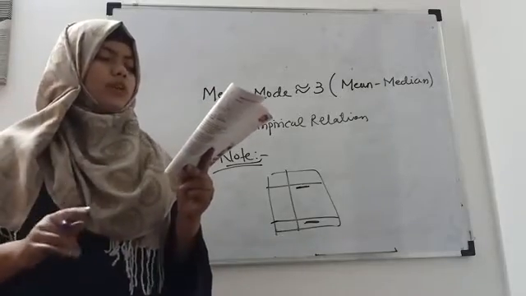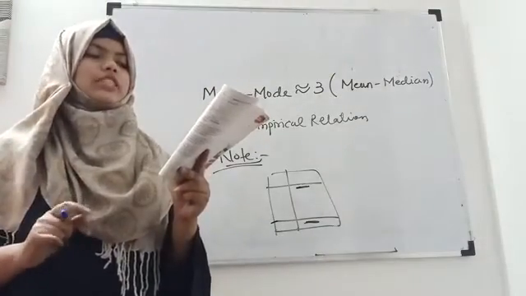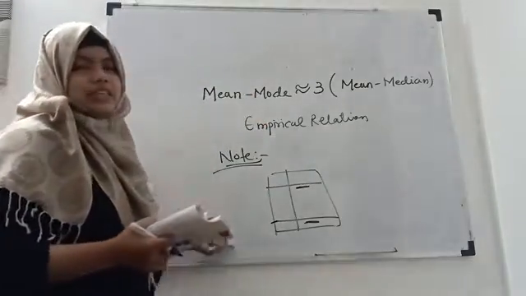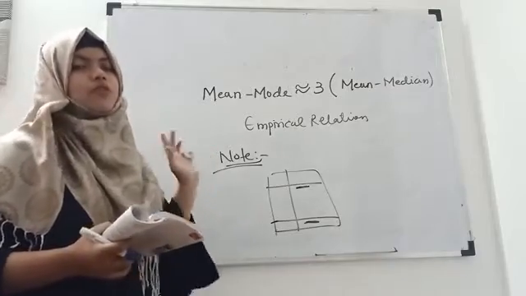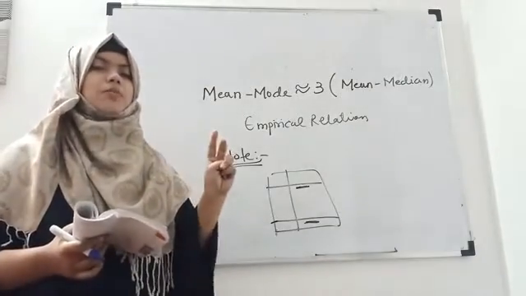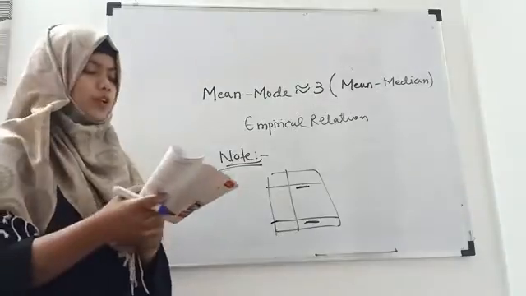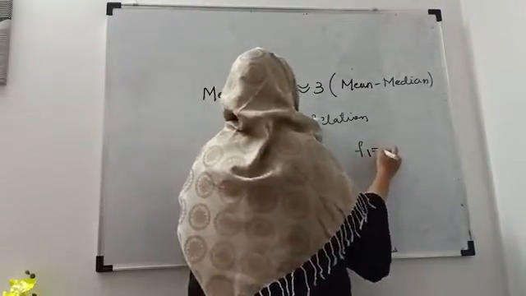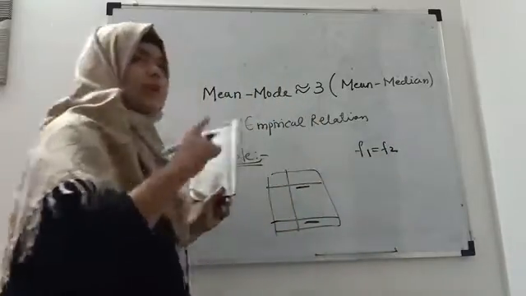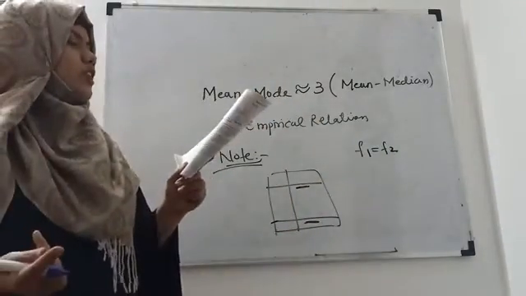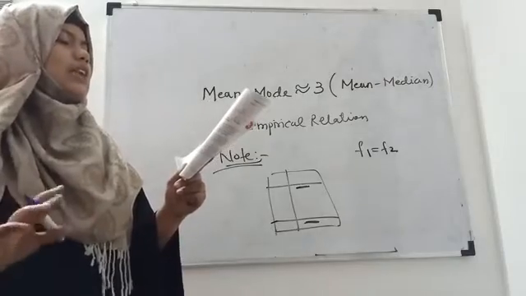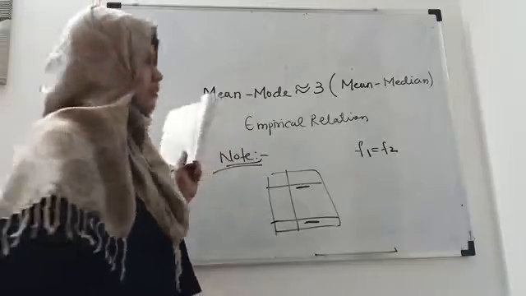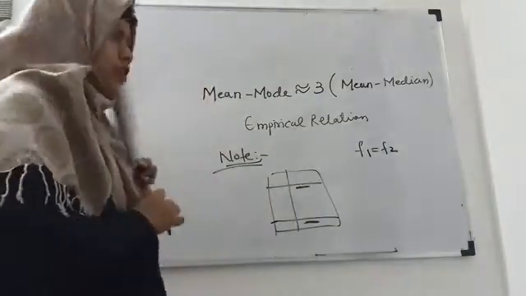Then the modal, pre-modal and post-modal classes should be of the same width. The width of the classes should be the same for all three classes: pre-modal, modal and post-modal. And the last note is, if f1 is equal to f2, meaning the pre-modal class frequency and the post-modal class frequency are the same, then the mode is the class mark of the modal class. Then there is no need to go for the formula.